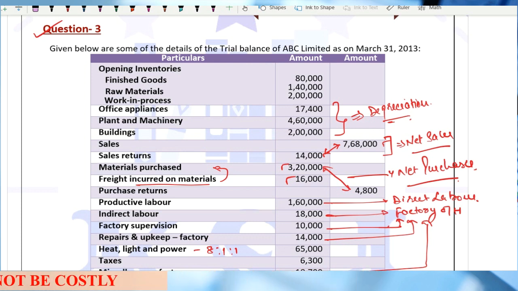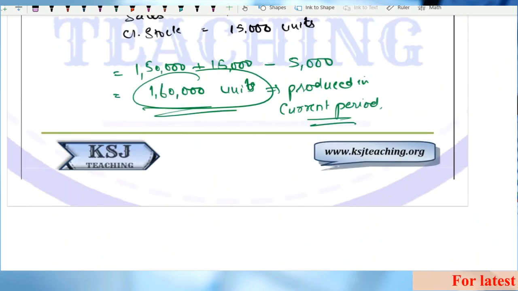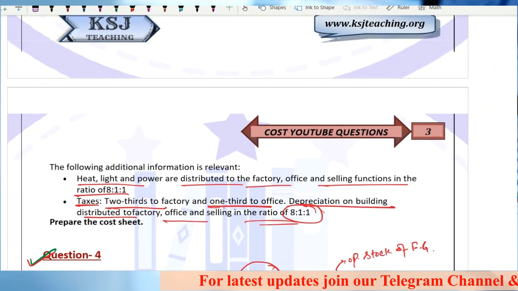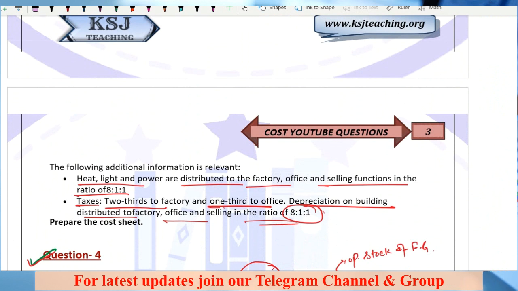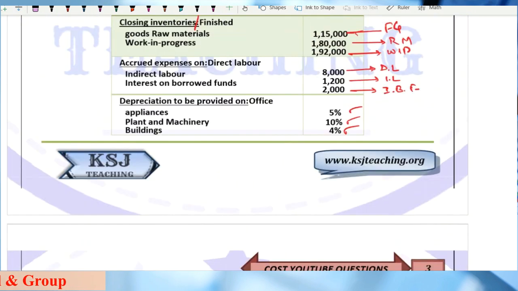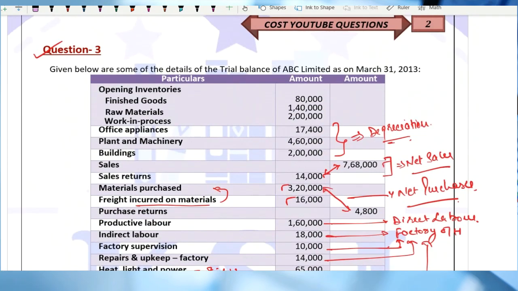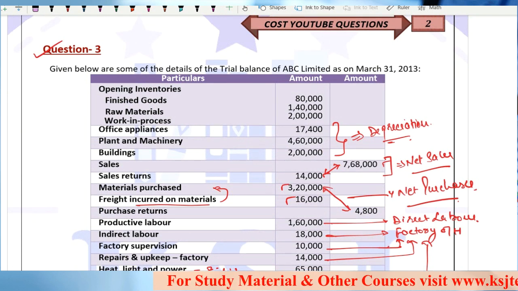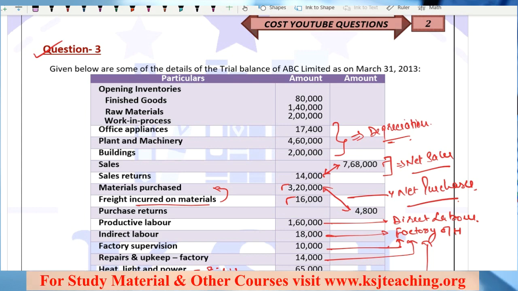Any doubts? For the building, there was no bifurcation. So the bifurcation is given in the last. He's saying, where it has gone? Here. He's saying depreciation on building is to be distributed between factory, office and selling in the ratio of 8:1:1. Any doubts? I have written everything with the expenses. I think you can attempt this question now, isn't it? This is a very simple question. Everything is given. Let's see.